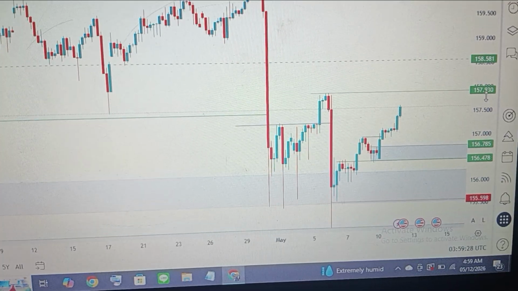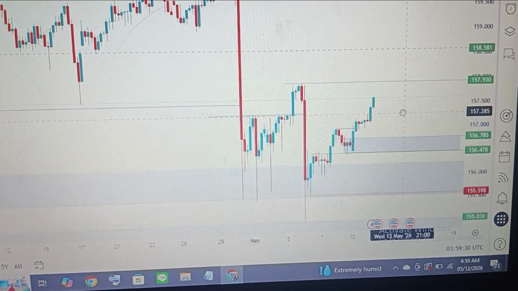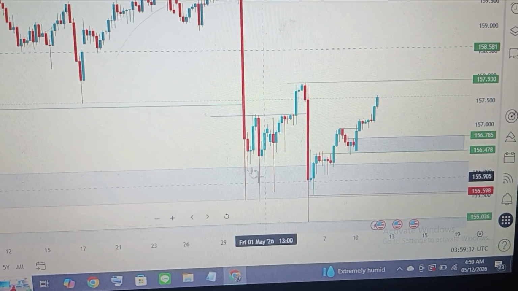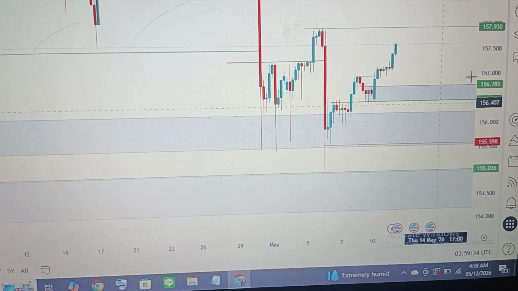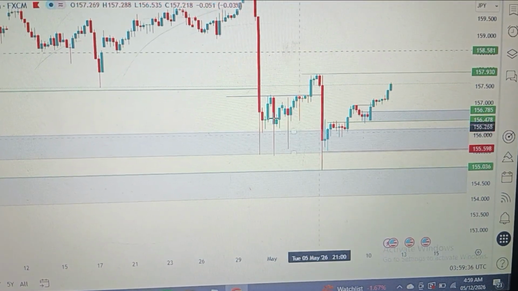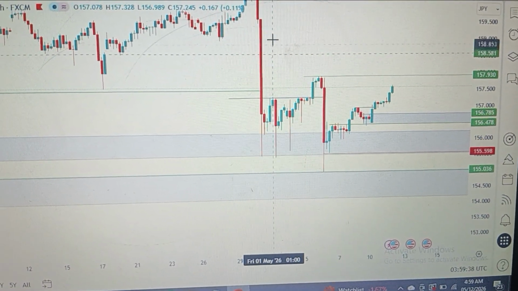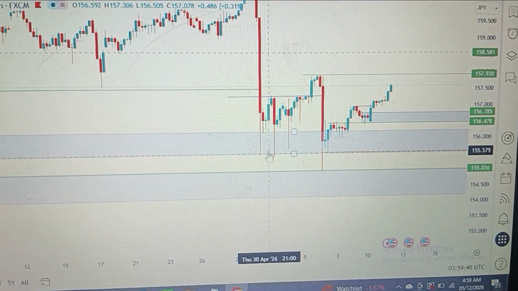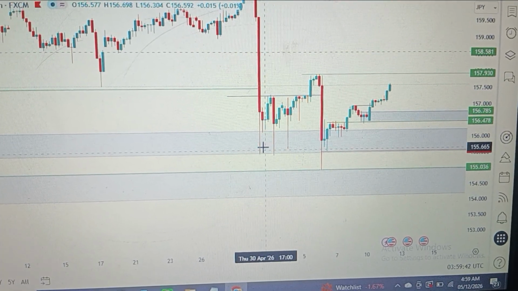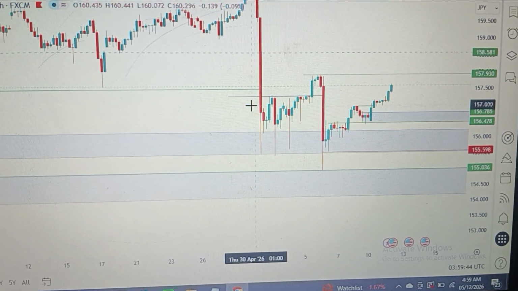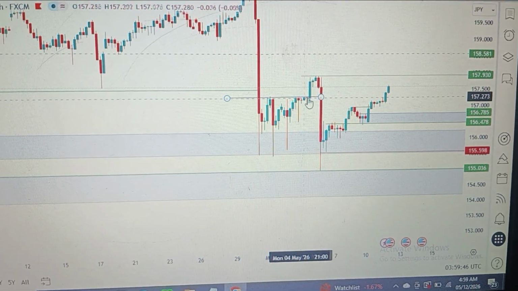So what really happened previously? As I've said earlier, I think you can closely see this was our previous level of demand. After this massive drop in price, we dropped to this level here, and we had this bit of consolidation. So this was my entry line.